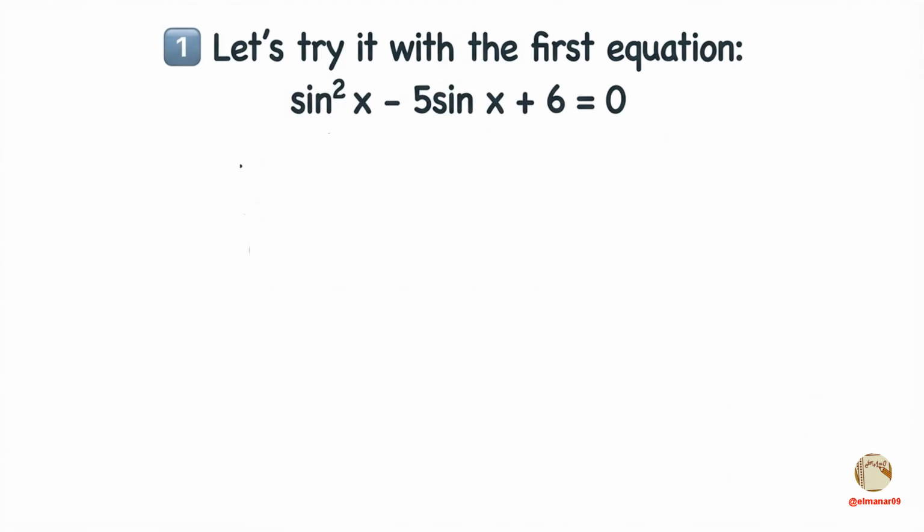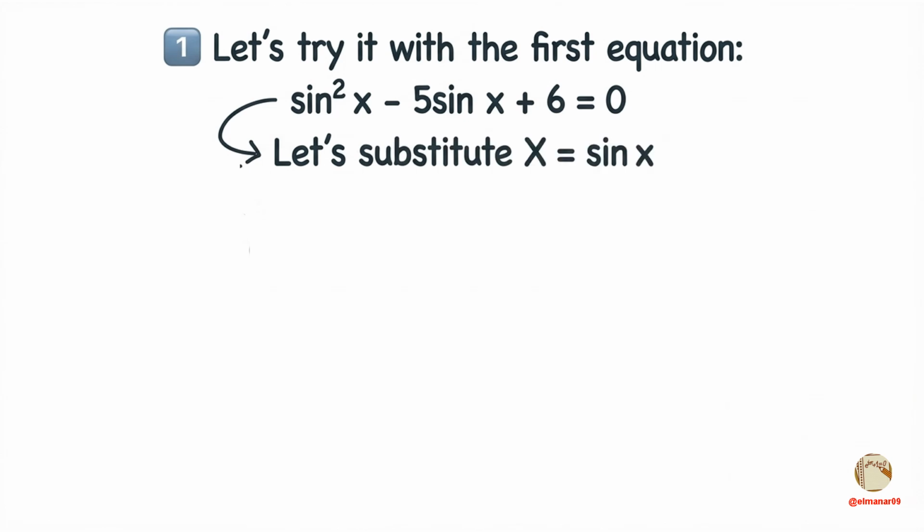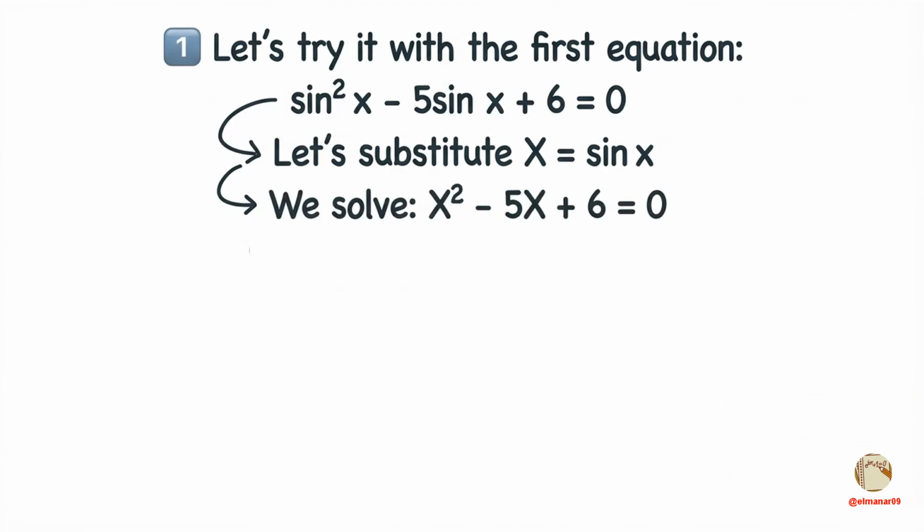Let's look at this first equation. Sine squared of x minus 5 times sine of x plus 6 equals 0. To make things easier, we'll use what's called a substitution. We set capital X equal to sine of x. Our equation instantly transforms into a quadratic equation you know by heart. X squared minus 5 times x plus 6 equals 0.